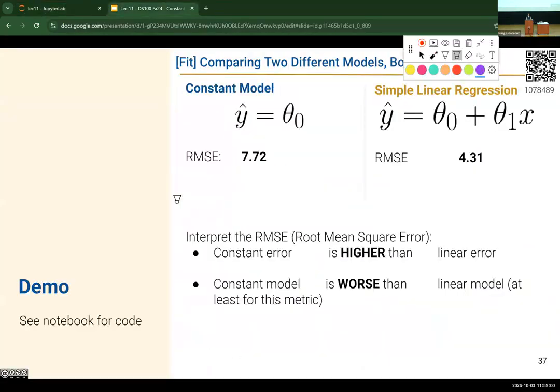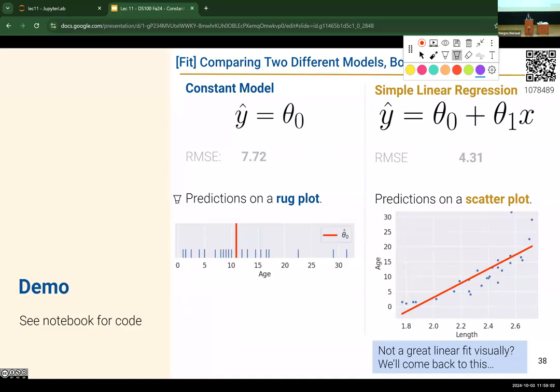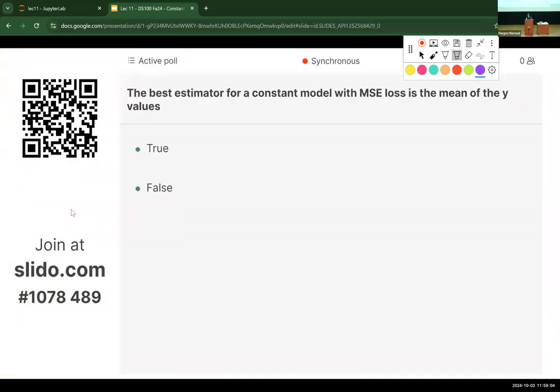So we're done with these demos. You saw all of these things that we had seen. And this is another slide question, just to give you some breather before we move on to the next example. The question is, the best estimator for a constant model with MSE loss is the mean of Y values. Sounds a little bit trivial.